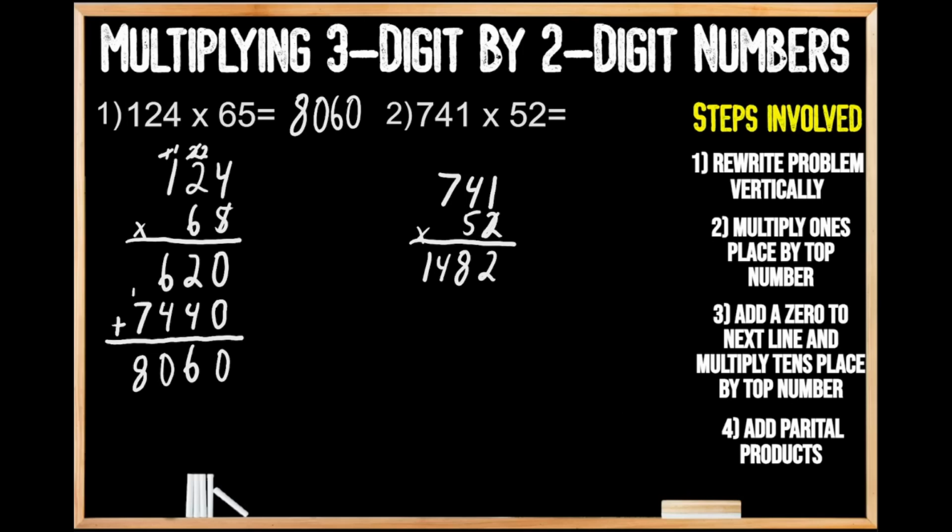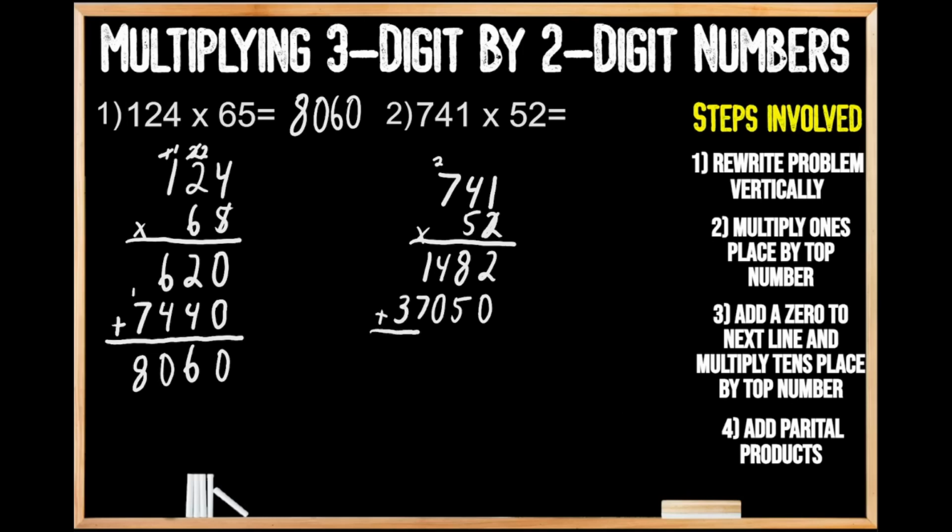Now before we move on to step number 3, we're going to put a line through the 2. And then for step number 3, first we're going to add a 0 to the line down below to show that now we're multiplying by our tens place. And then we're going to multiply from right to left. So 5 times 1 gives us 5. And then 5 times 4 gives us 20. So we're going to write the 0 and carry the 2. And then lastly, 5 times 7 gives us 35. Plus the additional 2 gives us 37.